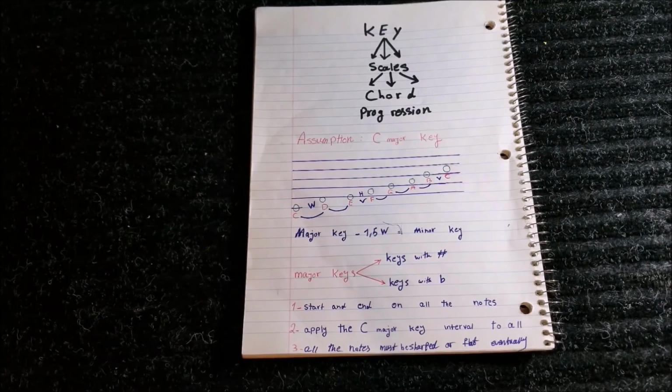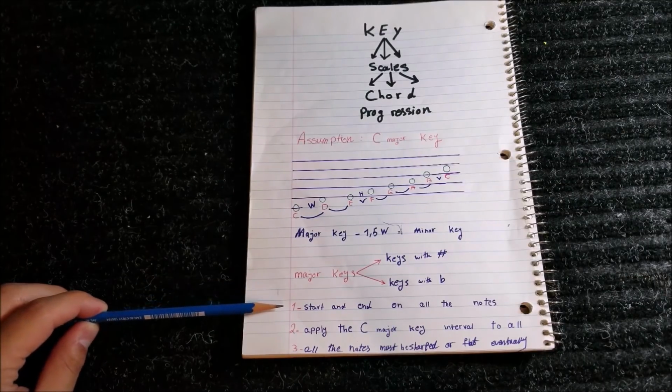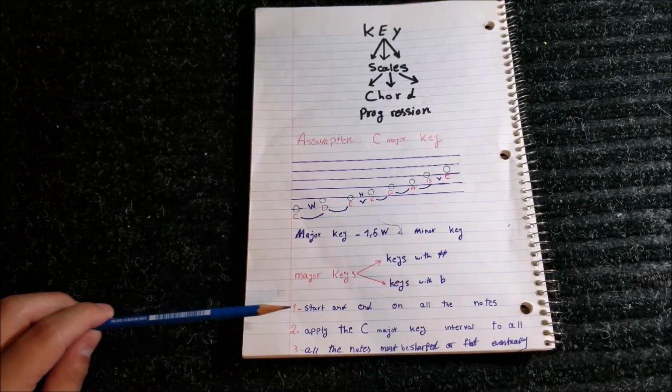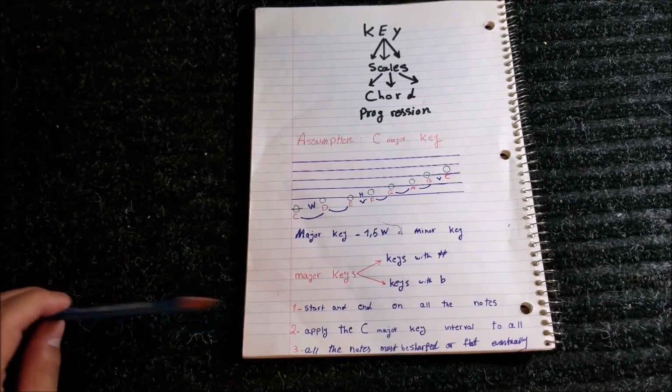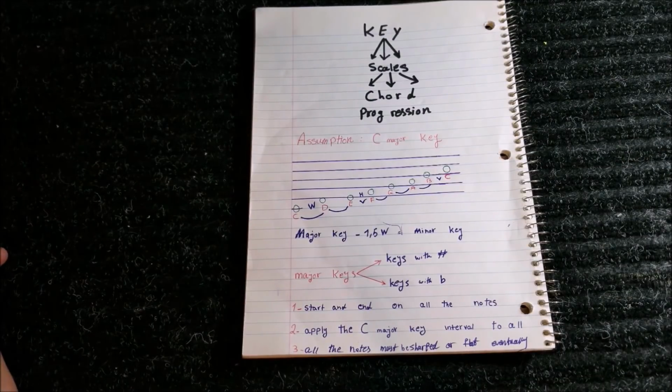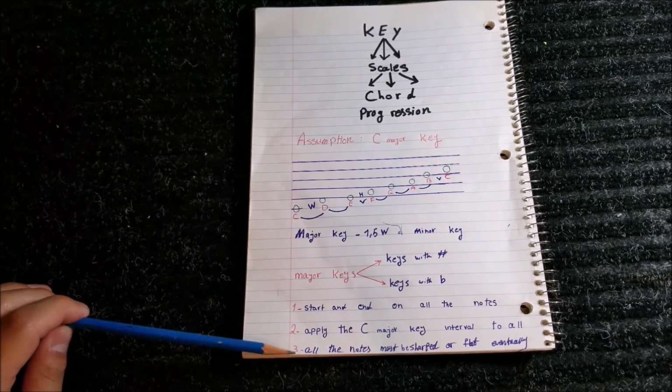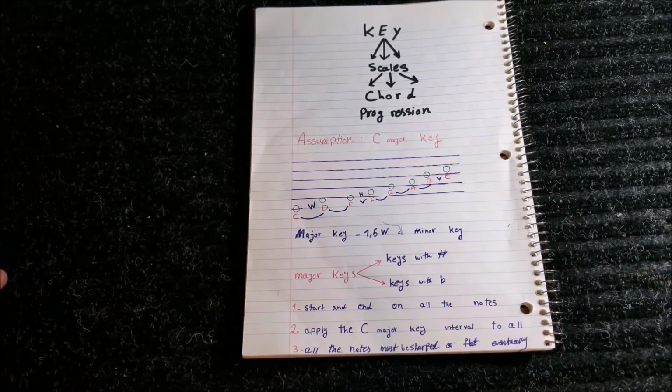So, the major keys have 2 types: keys with sharps and keys with flats. I'm going to start with the keys with sharps. Through the whole procedure, I'm going to obey 3 rules, and I'm going to apply these 3 conditions. First, I'm going to start and end on all the notes, meaning all the notes in music. Second, I'm going to apply the C major key interval to all. Third, it's kind of close to the first one, but it's not exactly the same: all the notes must be sharped or flattened. Having said that, let's go and find the major keys with sharps.